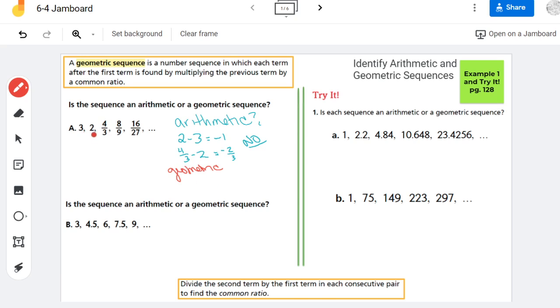So again, for a geometric sequence, I'm seeing if there is a common ratio, so if it's being multiplied by the same value. So what I'm going to do is 2 divided by 3, which is 2/3. And then I'm going to go to the next value in the series. Well, 4/3 divided by 2 is the same thing as 4/3 times 1/2, which is 2/3. And notice how I'm getting that same value.